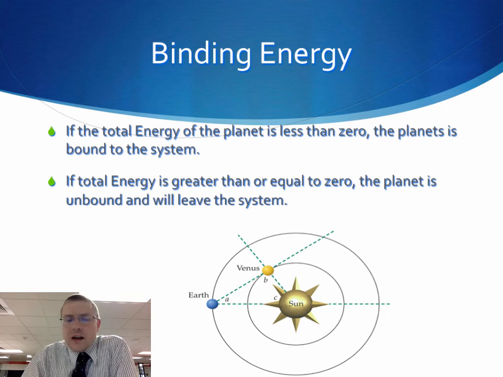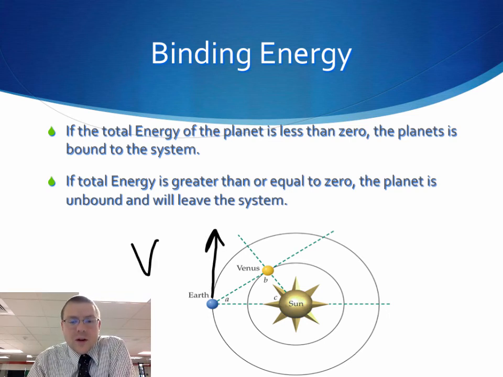When astronomers look out at different things in space and watch them orbit, what they try to see is if they have enough binding energy to stay with their host mass, whatever that host mass is, say the Earth or Venus going around the Sun. Looking at our gravitational energy plus our kinetic energy, if you add those two things together, if they are less than 0, then the planet is bound to its solar system. If that total energy is equal to 0 or greater, then you are unbound and you will leave the solar system.